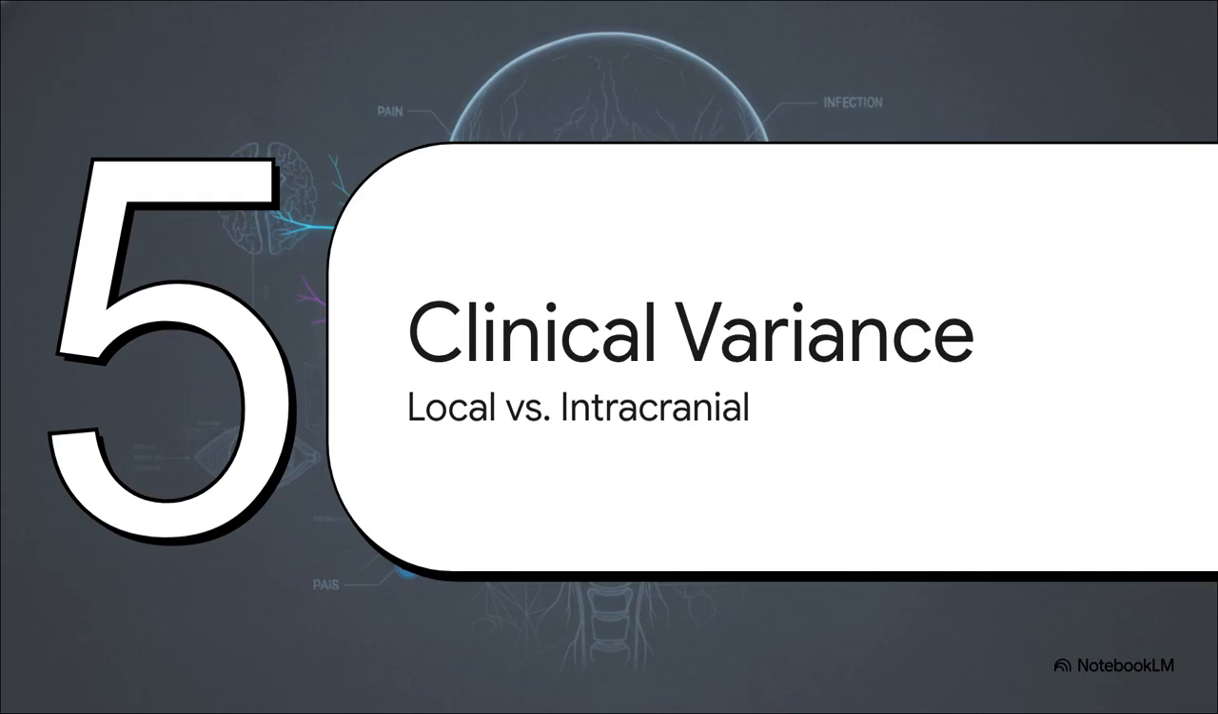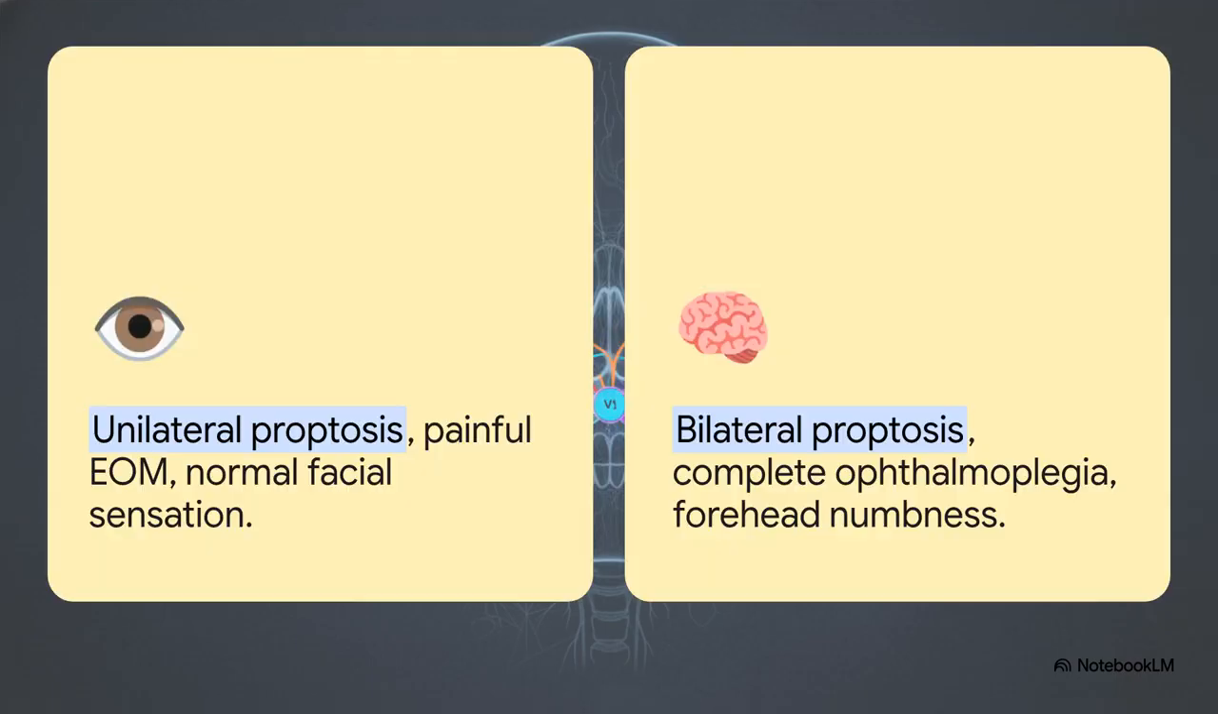Module 5, Clinical Variance Distinctions, Local versus Intracranial Spread. Okay, let's look at the clinical variance box. This maps the persistent visual boundary between a localized breach and a catastrophic spread.